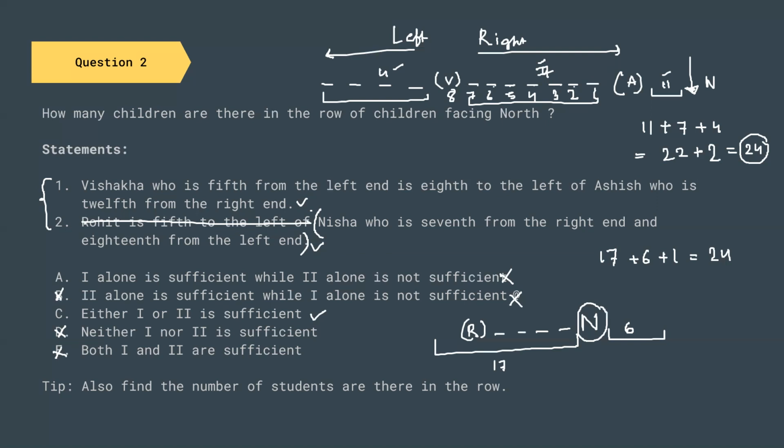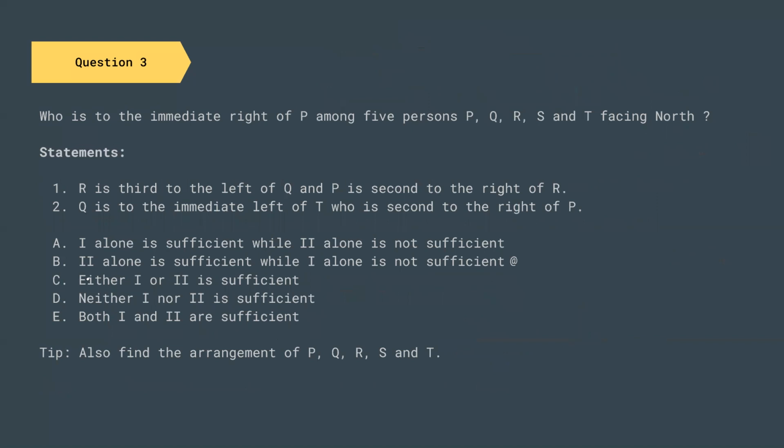Option number A is also wrong. So either one or either two is sufficient for us to get the correct result. So I hope this question was clear to you. Let us go to the next question.